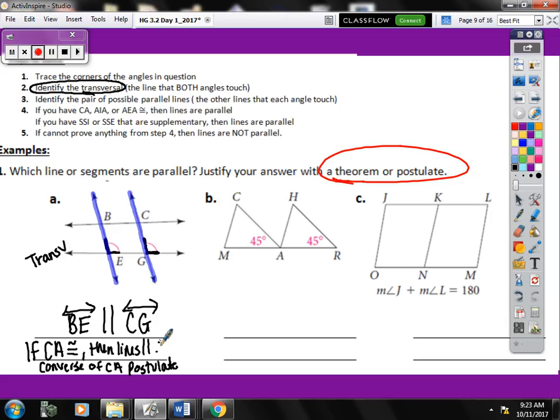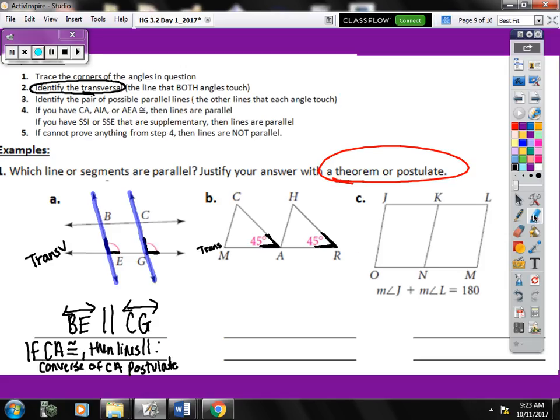Okay. Now the next one has segments instead of lines. Again, go ahead and trace the corner of the given angle. So we have 45 degrees and 45 degrees. Identify the transversal. What is the transversal? It's actually a segment this time. Segment what is the transversal? The line they both touch, or segment they both touch. Okay? Segment MR. Segment MR. Right here is the transversal.